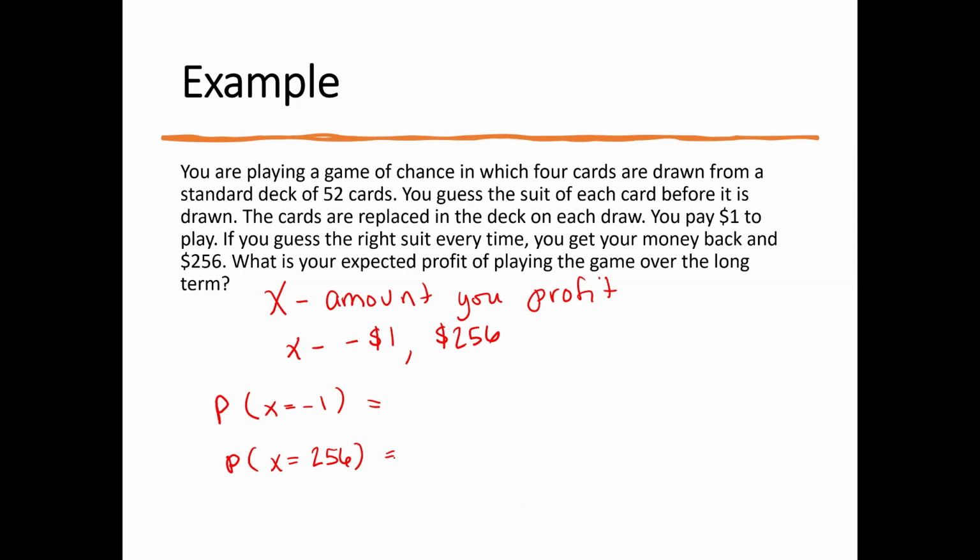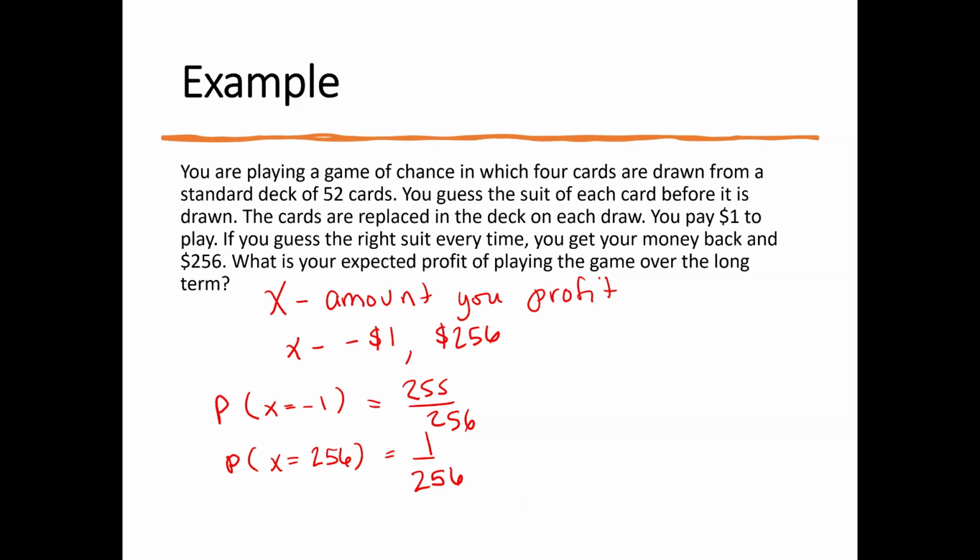Okay, so if I guess them correctly, so I guess the first one correctly, the second one correctly, the third one correctly, and the fourth one correctly, it'd be 1/4 times 1/4 times 1/4 times 1/4. Did I do that 4 times? So is that 1/256? So what's the probability of losing? If winning is 1/256, losing is 255/256.